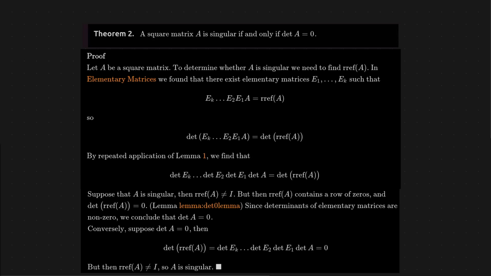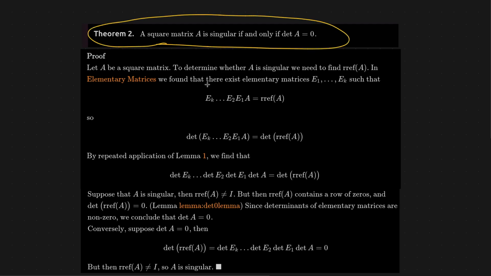So we are ready to prove one of the key properties of determinants. This is one of the reasons why we care about determinants, why we've spent so much time learning about them. A square matrix is singular if and only if the determinant of that square matrix is 0.